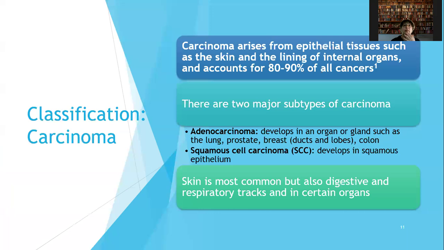So carcinoma is a malignant tumor that arises from epithelial tissue such as the skin, the linings of internal organs, and accounts for 80 to 90% of all cancers. There are two major subtypes of carcinoma: adenocarcinoma, which develops in an organ or gland such as lung, prostate, breast, or colon. And adenocarcinomas are the most common type of carcinomas. Squamous cell carcinoma develops in the squamous epithelium. Skin is the most common for squamous cell carcinomas, but also digestive and respiratory tracts in certain organs.